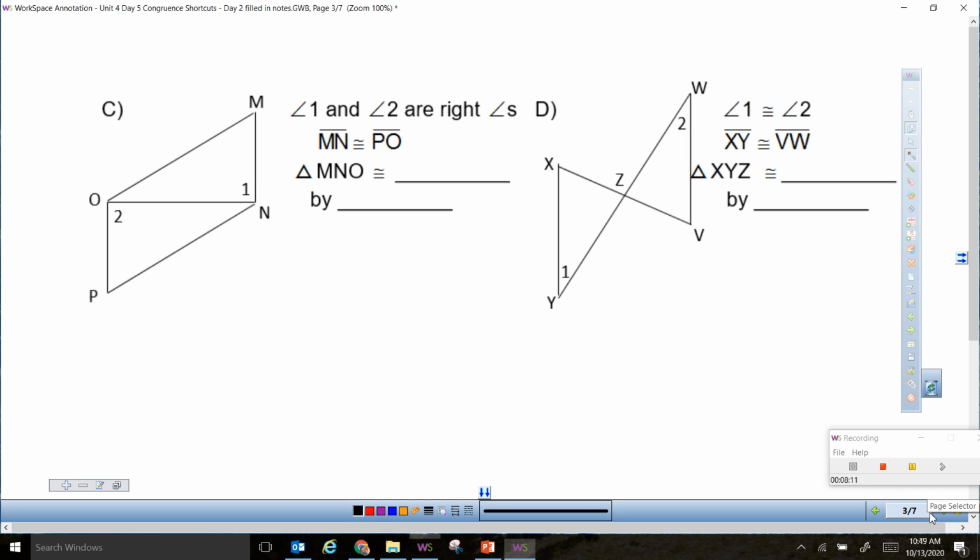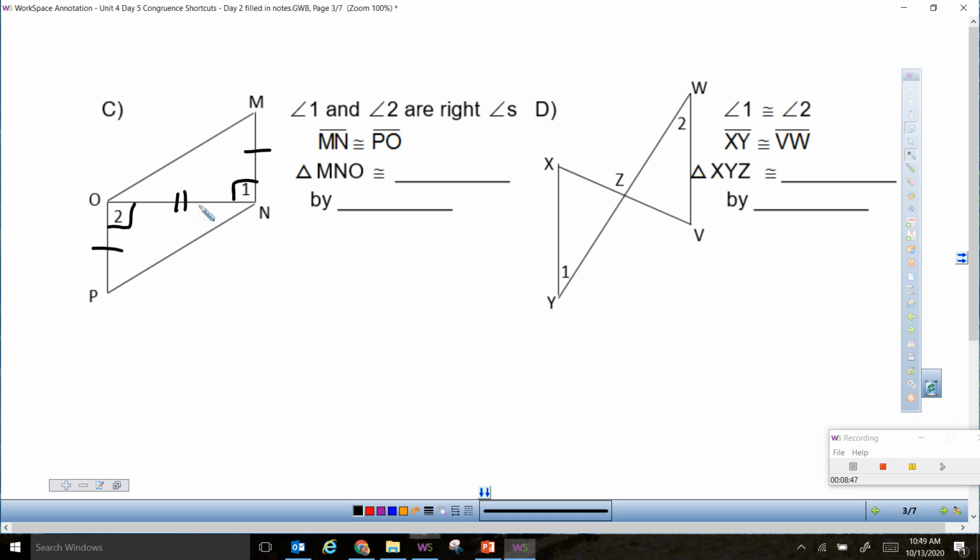Okay, next one, part C. It says angle 1 and angle 2 are right angles. So mark them. So angle 1 is a right angle, angle 2 is a right angle. So those angles are congruent. Then it tells me that side MN is congruent to side PO. So MN gets 1 tick mark, side PO gets 1 tick mark. And I can mark one more thing. What else can I mark? Shared side. So the shared side gets 2 tick marks.